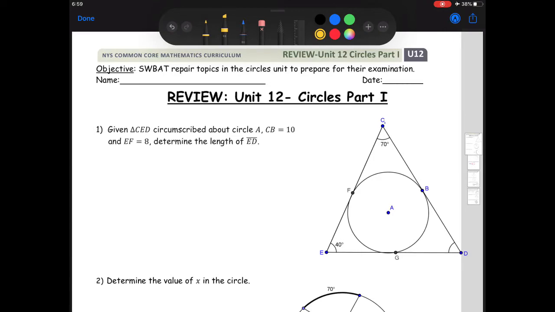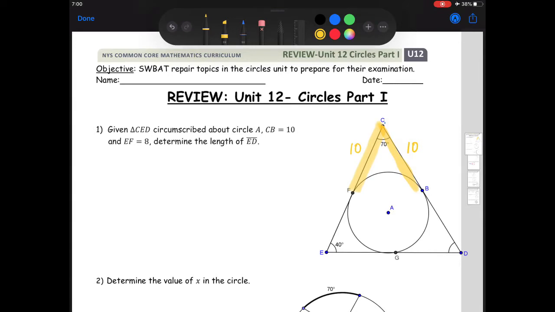Okay, let's get started with number 1. Given triangle CED circumscribed about circle A, CB is 10. So let's highlight CB, right? That's my CB, and the length of CB is 10. I know that CB and CF are what? Tangents from an outside point. So these are going to be congruent. So I already know this is 10. I didn't even read too much of the question, but you should be able to make those analogies, right?